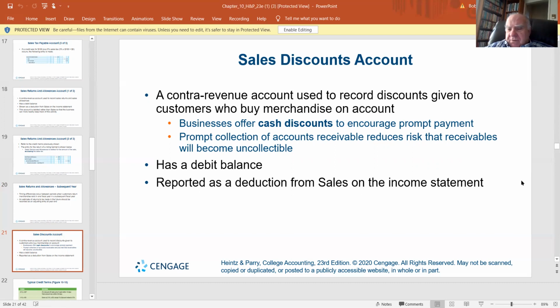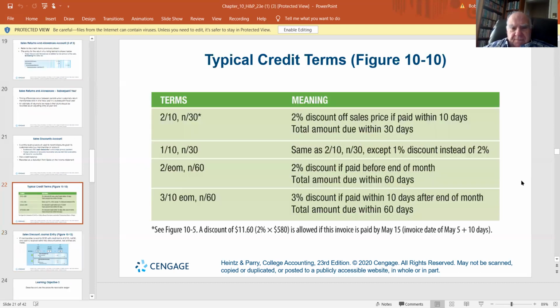Sales discounts has a debit balance because it is, again, a contra sales account or contra revenue account, and it's going to be reported on your income statement as a line called sales discounts. You look at your income statement, you are going to see a line that says sales. Next line will say less sales returns and allowances, less sales discounts.